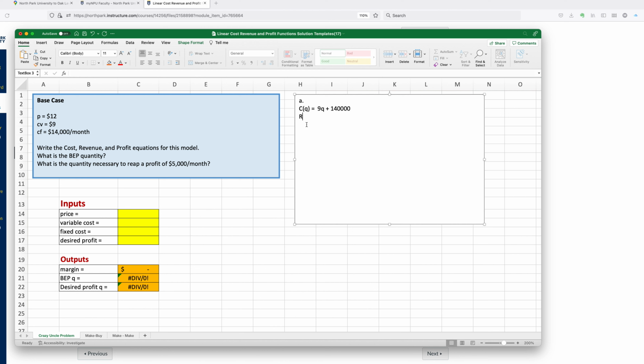My revenue equation, R of Q, I'll tell you, once you start making errors, they just keep coming, is what? 12, which is the price, times Q, is 12 times Q. Now, profit of Q is what?